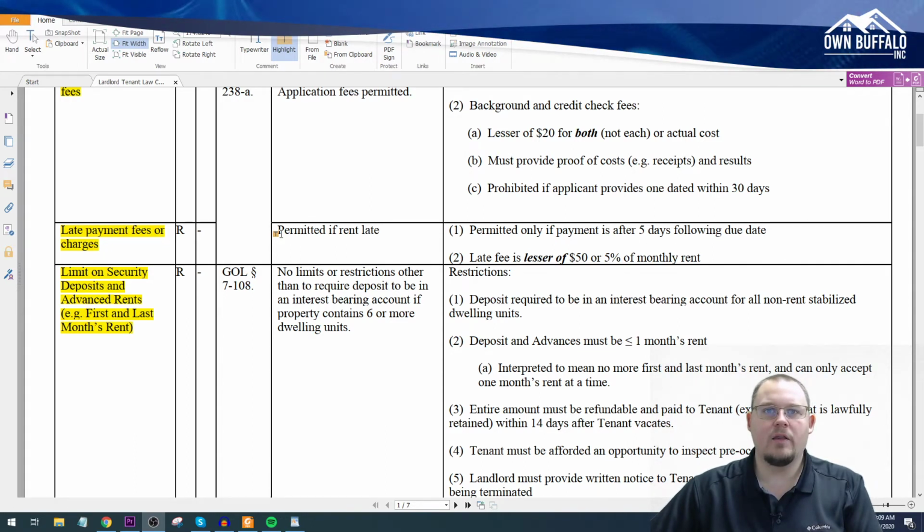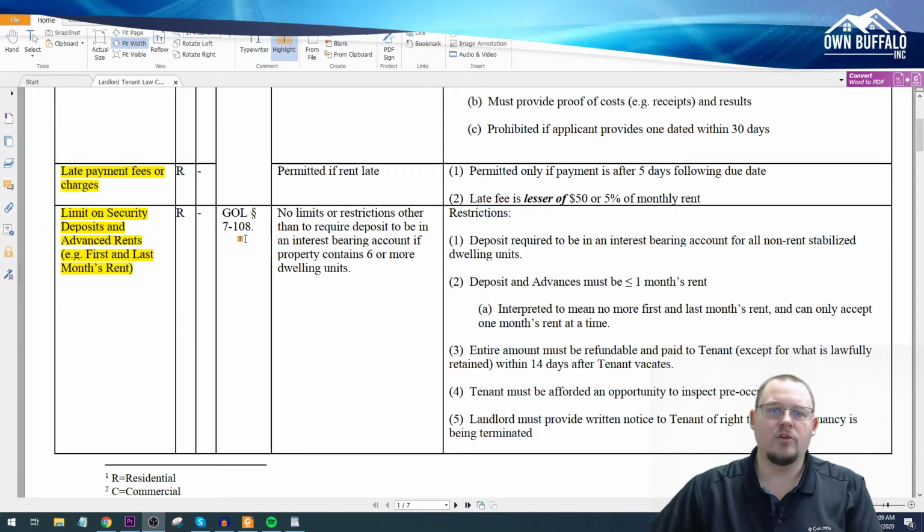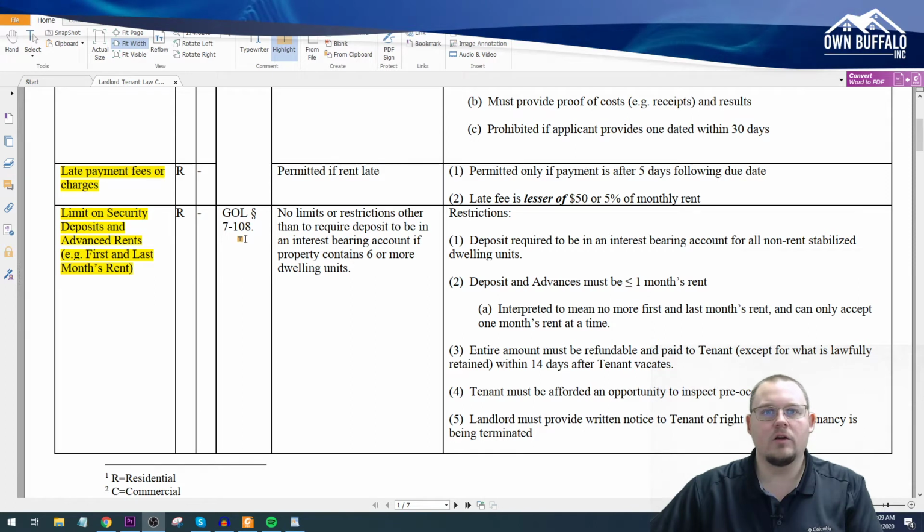So if you have a rent where 5% of the rent would be less than the $50 late fee, the maximum you can charge is that 5%. So that's a big change. That resulted in a change in our lease as well, just because we have to stay compliant with the new regulations. So the late fees have changed in the state of New York. You're limited now to that $50 or maximum 5%. So that is the new law on late fees.